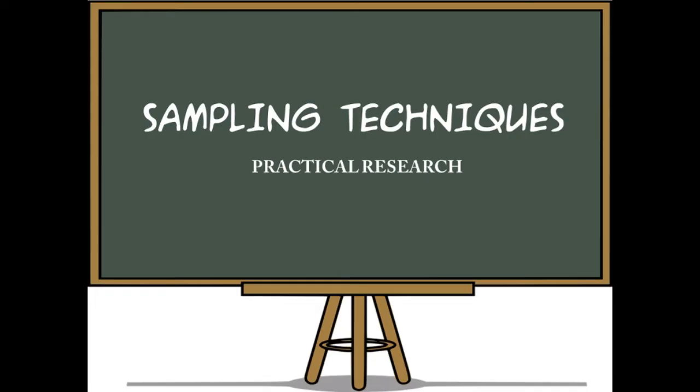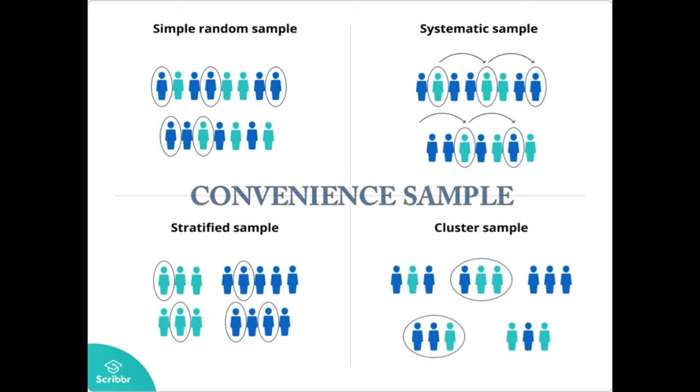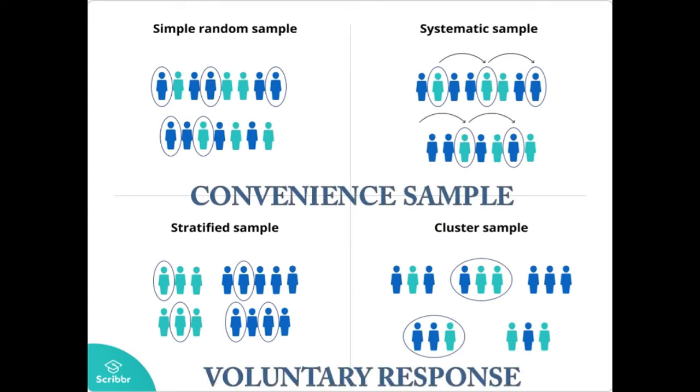So, what are the basic sampling techniques that we commonly use? We have simple, systematic, stratified, and cluster. We also want to explain the convenience and the voluntary response. Ito kasi kalimitan yung ginagawa natin na researchers, which I can say na biased. Kaya dapat nating iwasan. Okay?